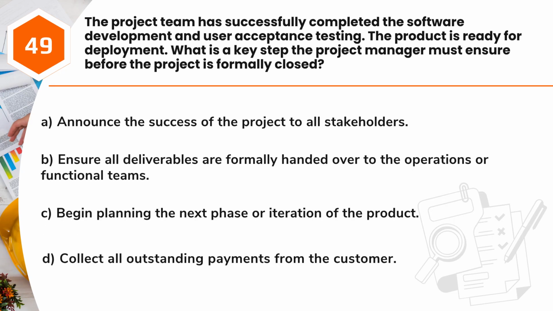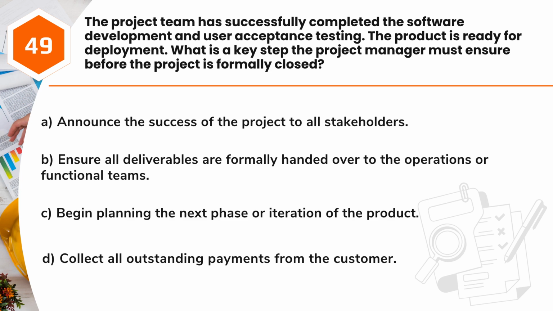Question 49. The project team has successfully completed the software development and user acceptance testing. The product is ready for deployment. What is a key step the project manager must ensure before the project is formally closed? A. Announce the success of the project to all stakeholders. B. Ensure all deliverables are formally handed over to the operations or functional teams.